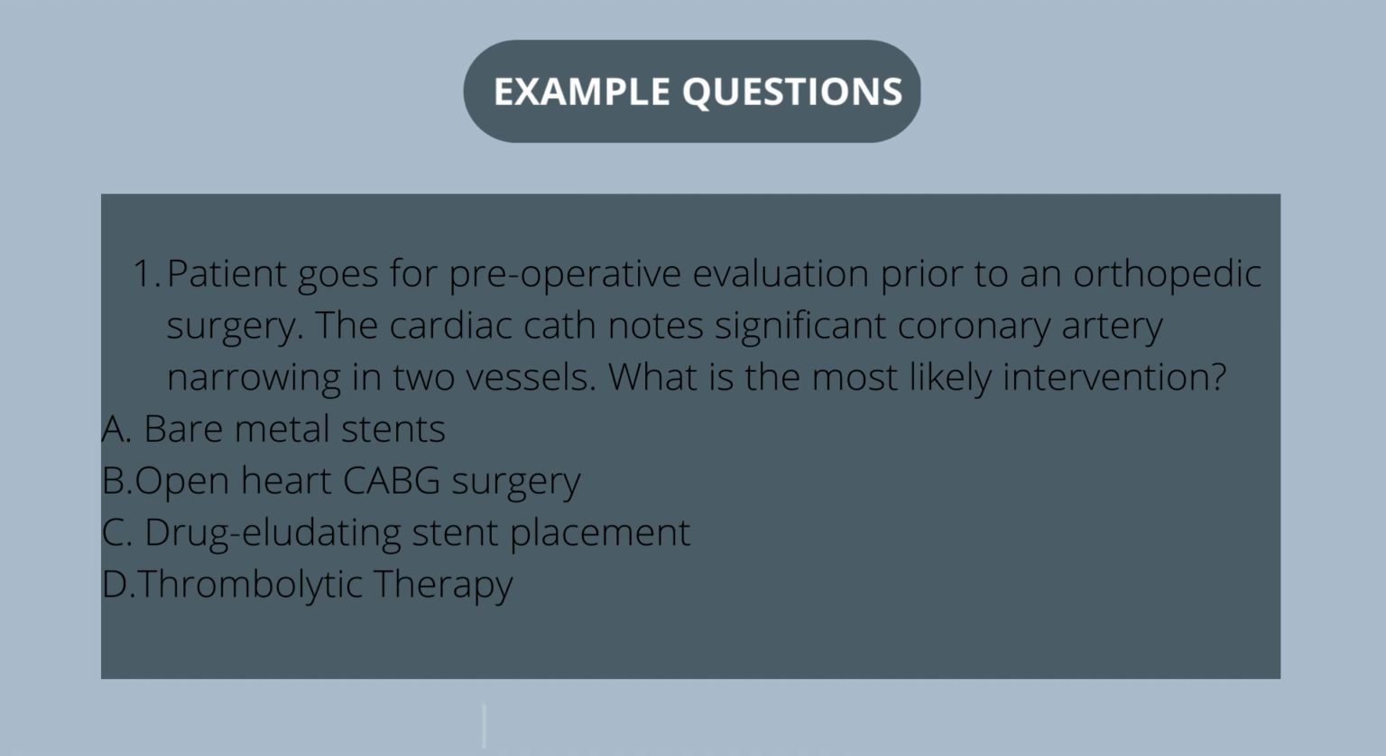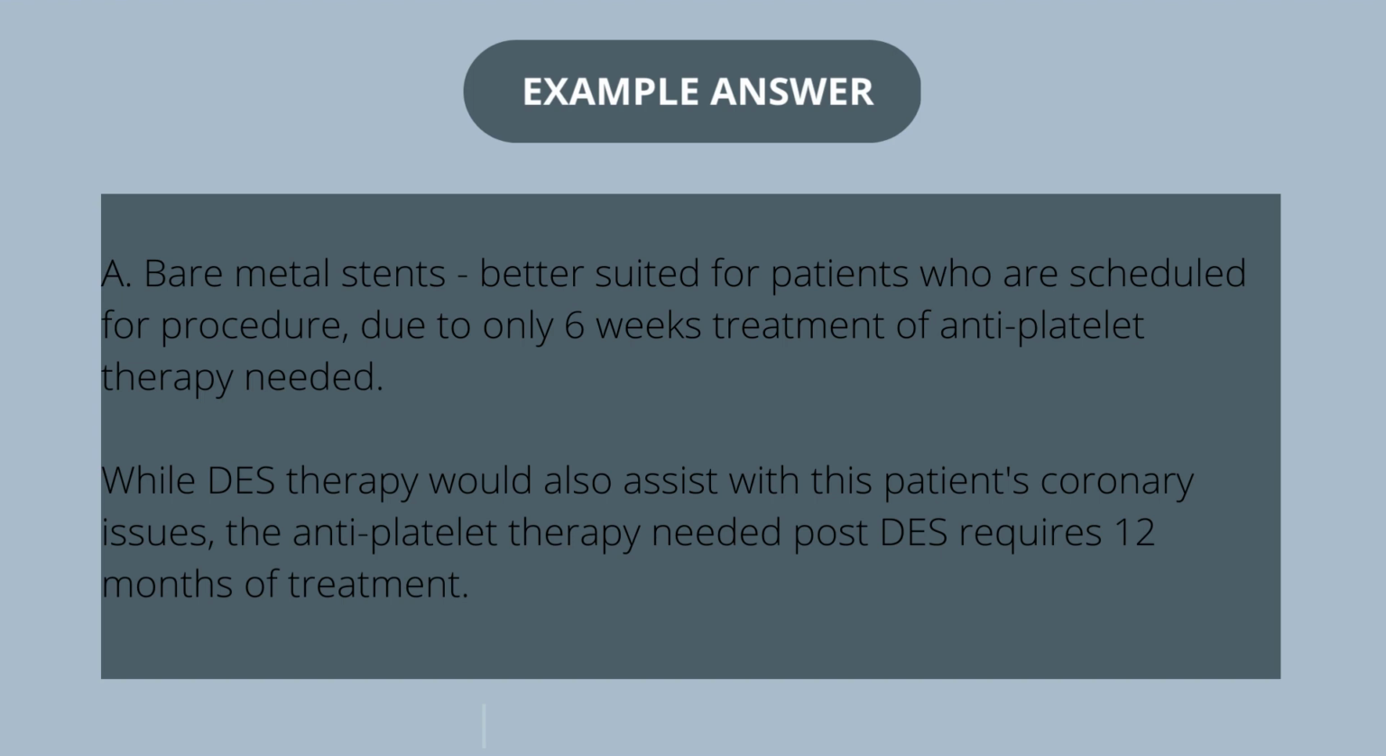All right, so the answer is bare metal stents. Bare metal stents are better suited for patients who are scheduled for a procedure due to only 6 weeks of antiplatelet therapy needed. While drug-eluting stents would also assist with the patient's coronary issues, the antiplatelet therapy needed for drug-eluting stents requires 12 months of treatment. So for someone who's pre-op, a bare metal stent is more appropriate.